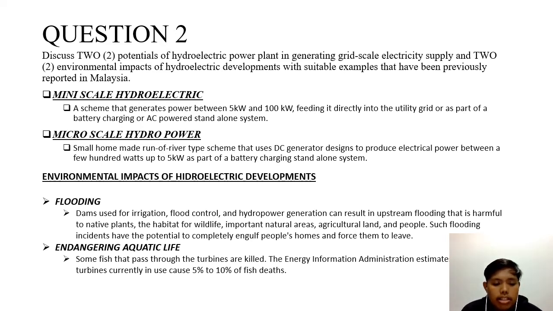The second point is that it will endanger aquatic life. Sadly, some fish that pass through the turbines are killed. The Energy Information Administration estimates that the best turbines currently in use cause 5% to 10% fish death.